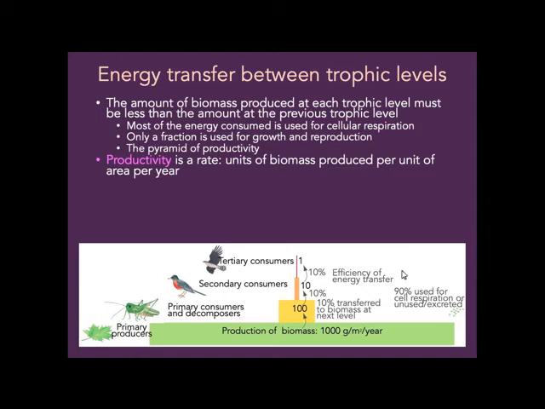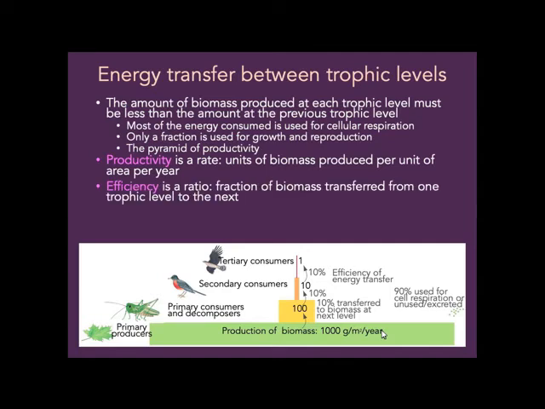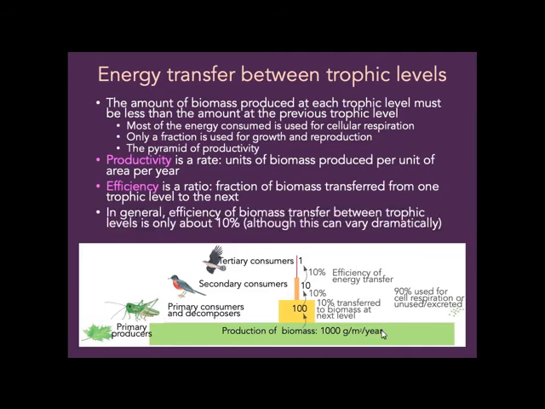When we're talking about productivity, it's important to note that this is a rate, so grams per meter squared per year. It represents the amount of biomass produced per unit area per year. We can talk about efficiency too, which is a ratio. It's the fraction of biomass transferred from one trophic level to the next trophic level. And as I just said, efficiency of biomass transfer between trophic levels tends to be around only 10%. Okay?